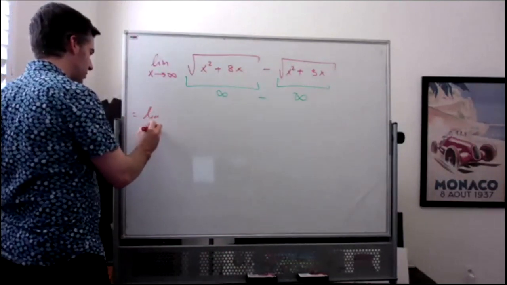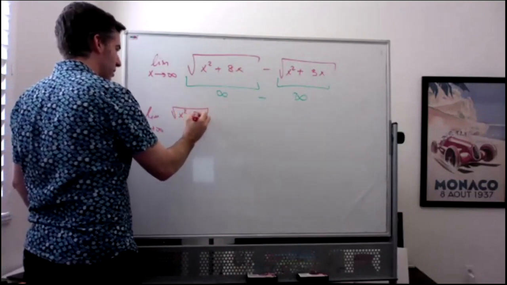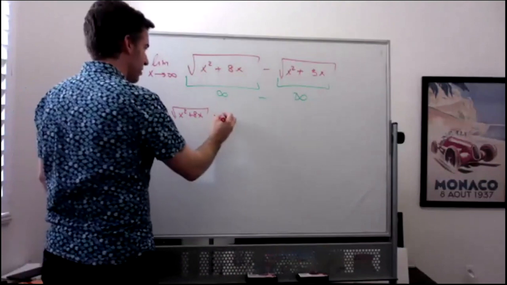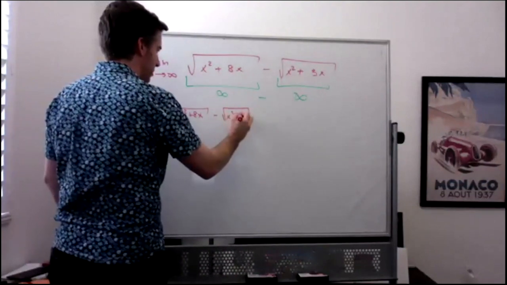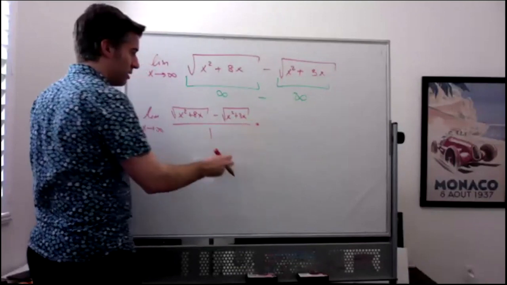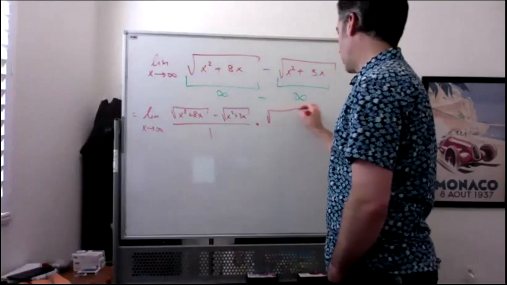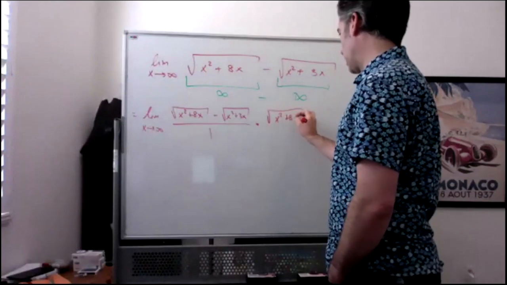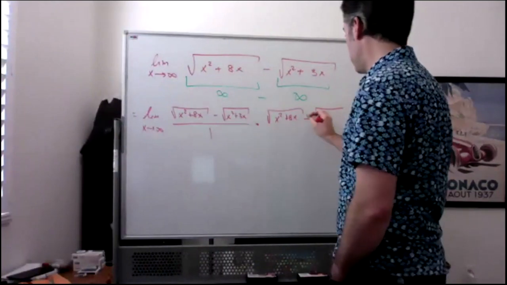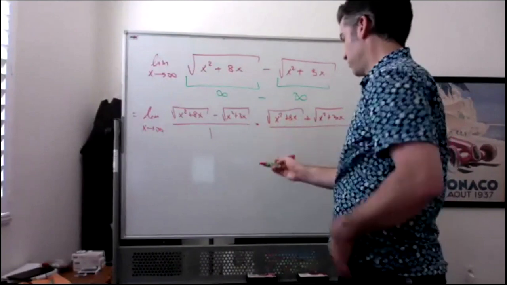So the limit as x goes to infinity of the square root of x squared plus 8x minus the square root of x squared plus 3x all over 1 times the conjugate: the square root of x squared plus 8x plus the square root of x squared plus 3x, over the same thing.